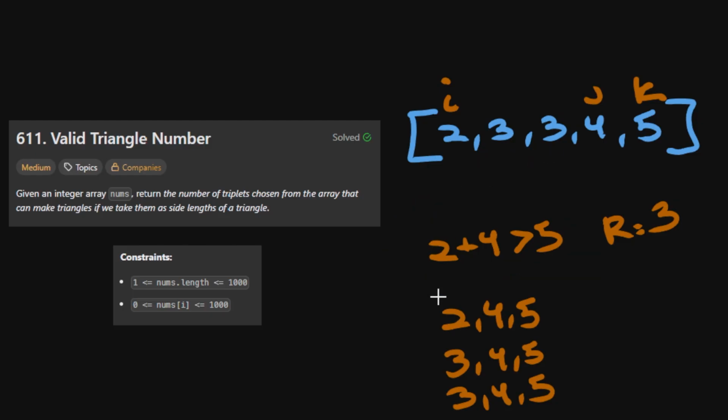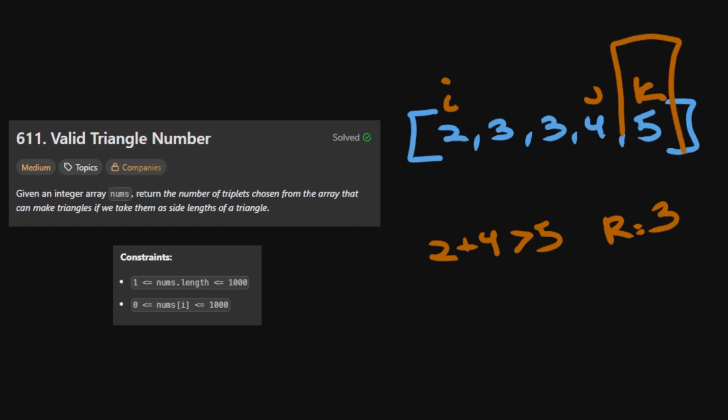Just with this information, we know that these 3 triangles are valid, because we know that these values are greater than this one. So if this one plus 4, which is this, is greater than the corresponding value at k, we know that every value in between plus j will also be greater than k. So we can add j minus i triangles to the result. Here j is 3, i is 0, so we are adding 3 minus 0 triangles to the result. That's why here we have a 3.